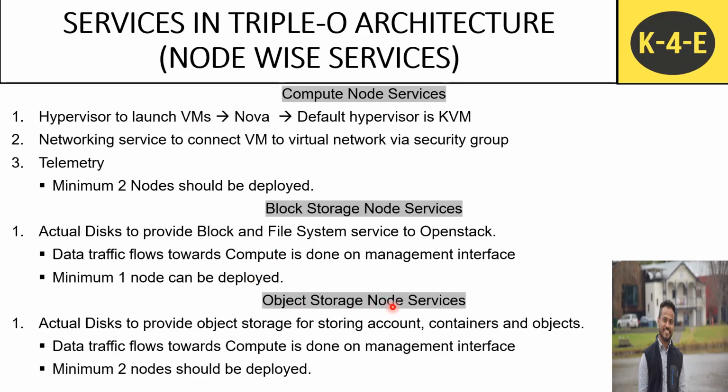Object storage node, as I told you, is a separate segregated service. It is not part of block storage. It is a physically different server. Here you find the actual disk, which is used to provide object storage for storing accounts, containers and objects. So data traffic flowing from compute is done on the management interface. It also has a VLAN, it also has a NIC card, and that NIC port is connected to all the compute nodes to provide the object storage service.